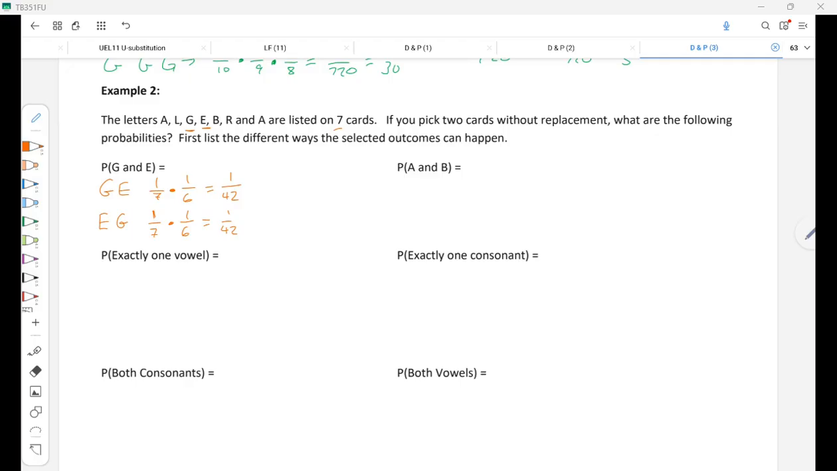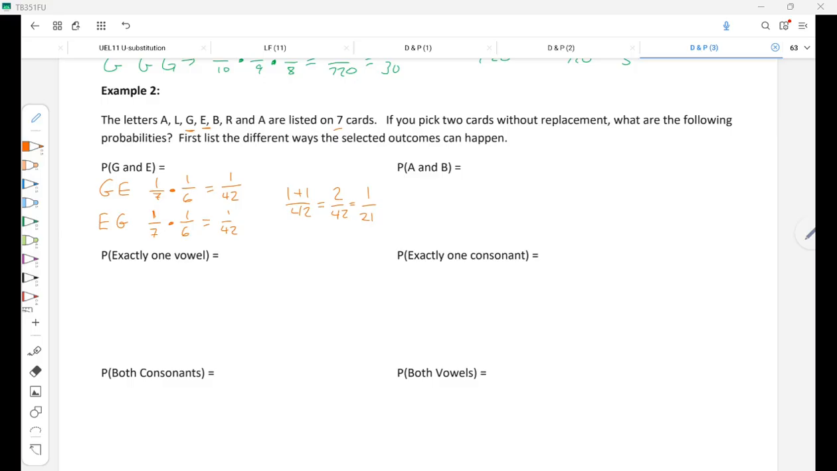To get our final answer, we're going to add those 2 things up. The answer to our problem is 2 over 42. I don't like the way I wrote that. I'll do it separately over here. 1 plus 1 over 42 is 2 over 42, which simplifies to 1 over 21.